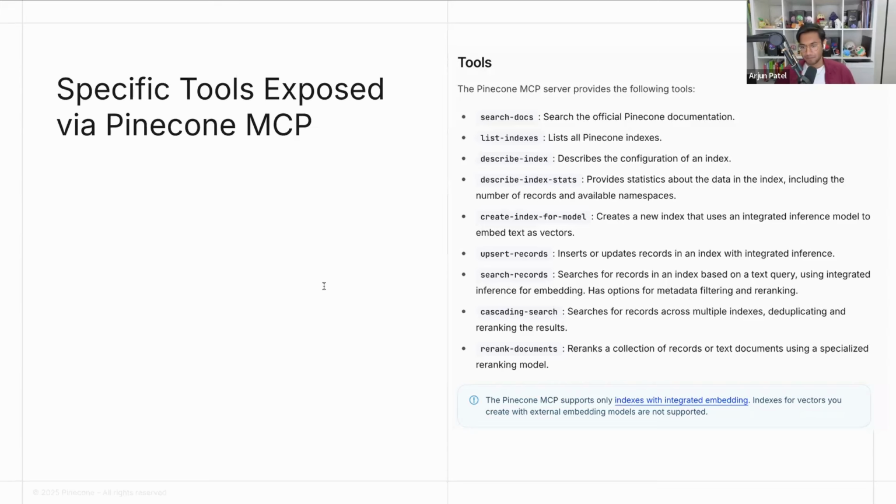I can just ask the MCP server, hey, do this search, hit it with this index, tell me what's coming out. You can even do a cascading search if you have multiple indexes set up. And you can re-rank as well. And again, I want everyone to keep in mind that this is really only supposed to be used for indexes that have integrated embedding inside. So if you're using our Llama Text Embed v2 model, our multilingual E5 model, our Pinecone sparse model, that's what you want to be doing here.